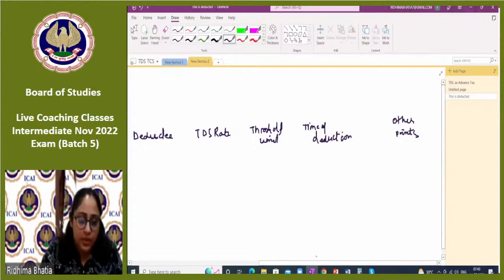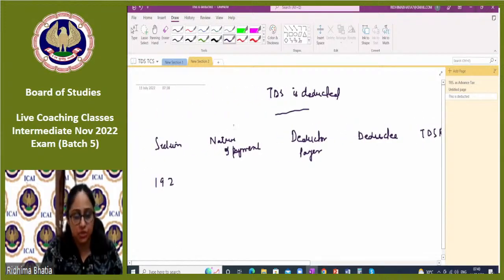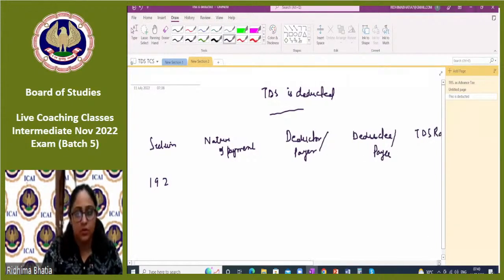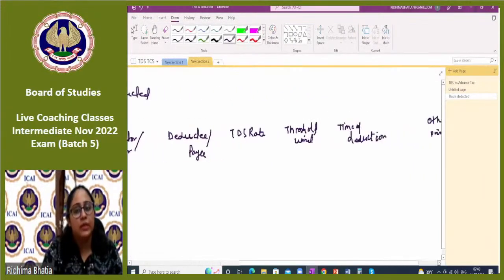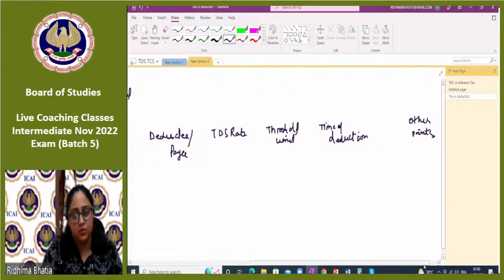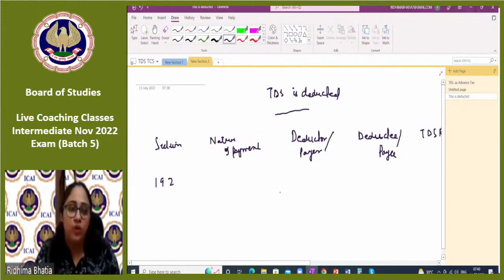I want you to make this table for each section. I'll say again: section, nature of payment, deductor or payer, deductee or payee, TDS rate, threshold limit, time of deduction, other remarks. And why is it important? Because in each section, we will look for these things.